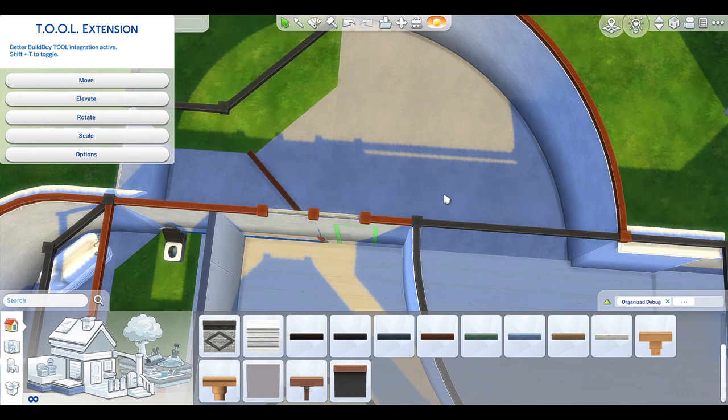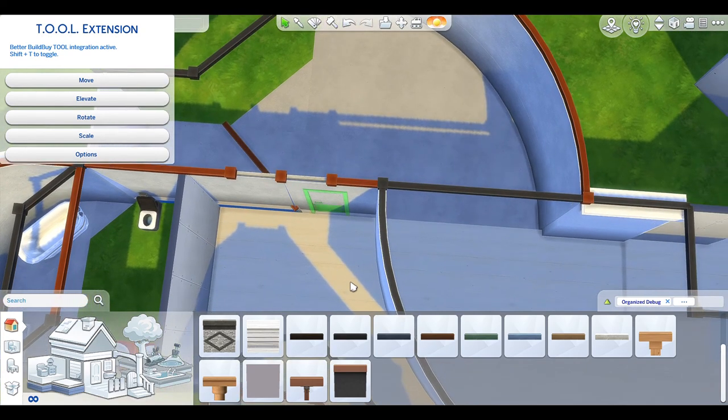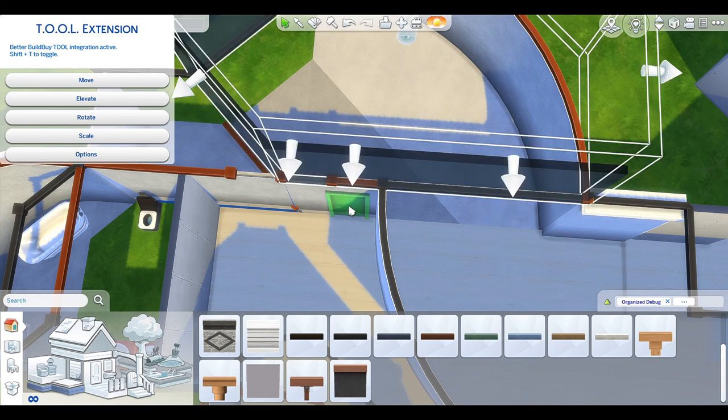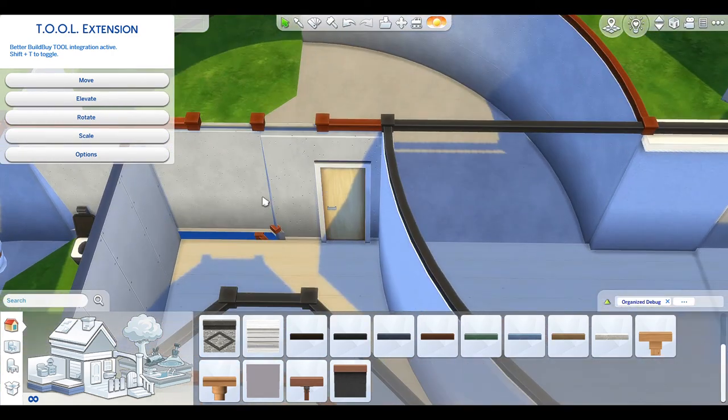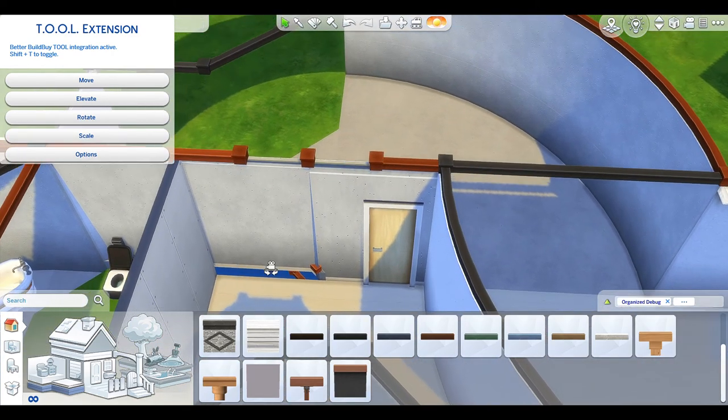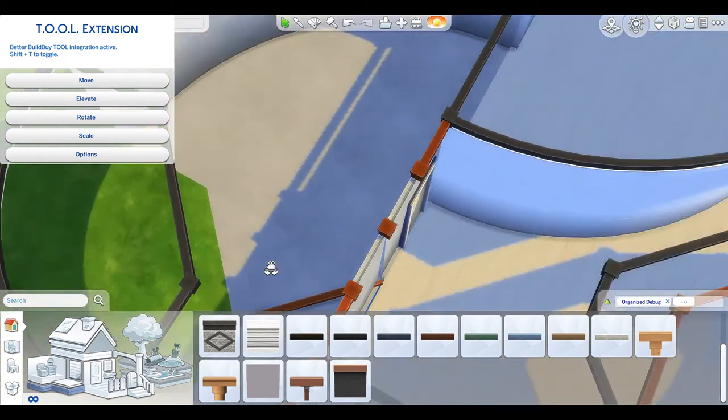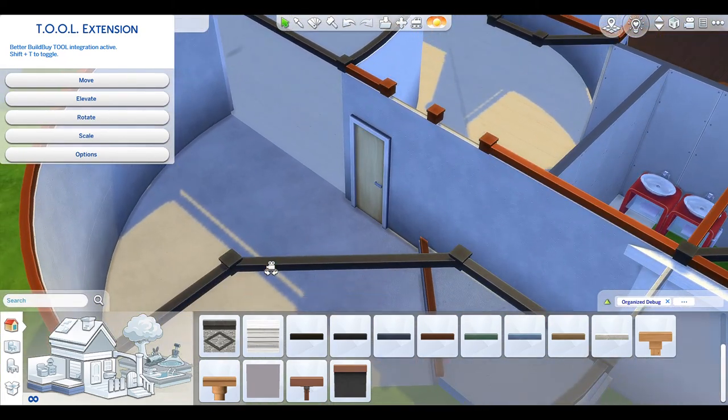So I think I want... Oh, hey. I want this to be over here. Don't click on the object. Why are you not? Oh my gosh. Click it. Oh, what is happening here? Oh, that makes no sense. But anyway, there we go.